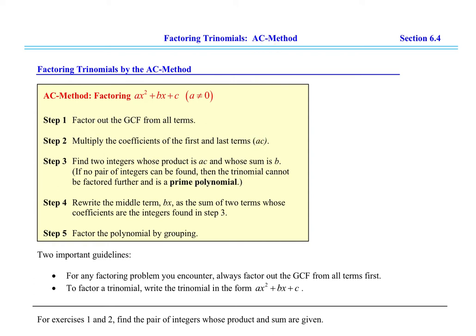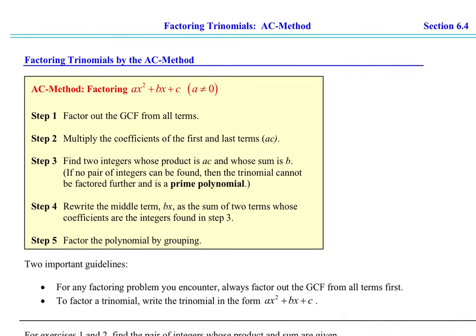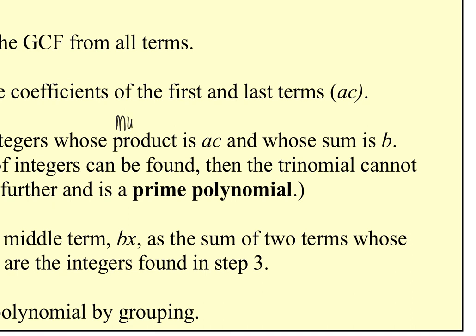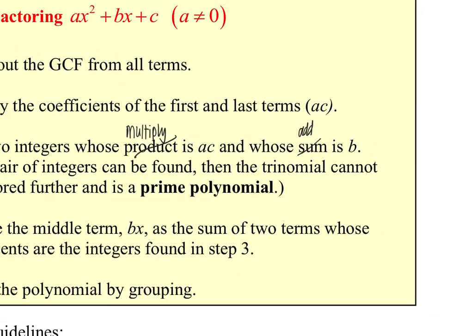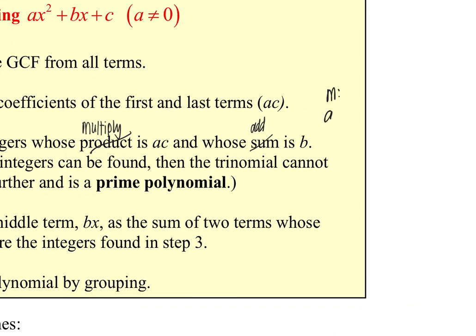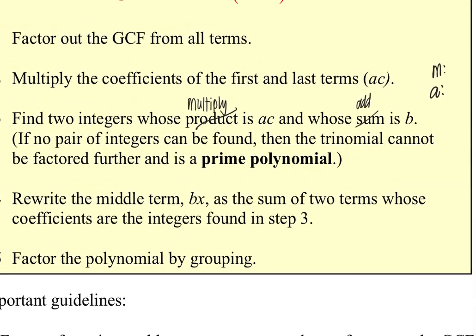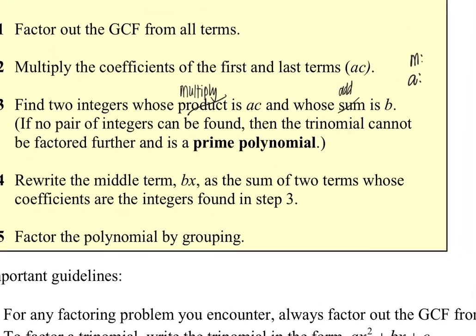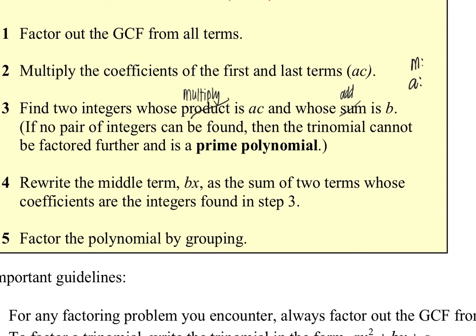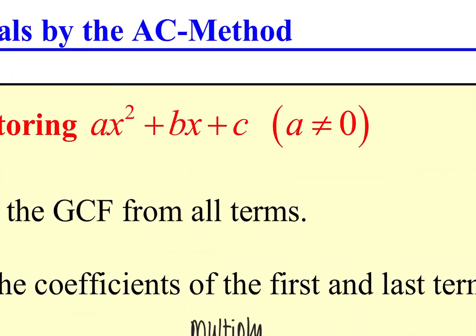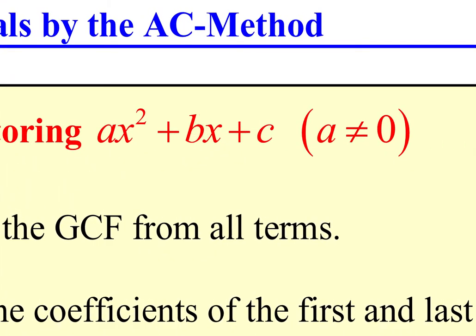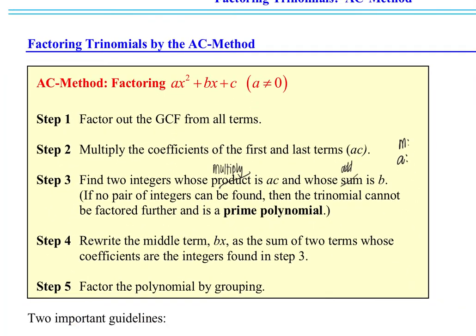Once you do that, you want to find two numbers that multiply to give you AC but add to give you B. And I'm going to go as far as writing multiply and add. In the last section, you saw me write a statement: we're multiplying to get this, and we're adding to get this. We're going to do that same thing again. Once we find those two numbers, we're going to rewrite the B term in the middle, and then we're going to factor by grouping.